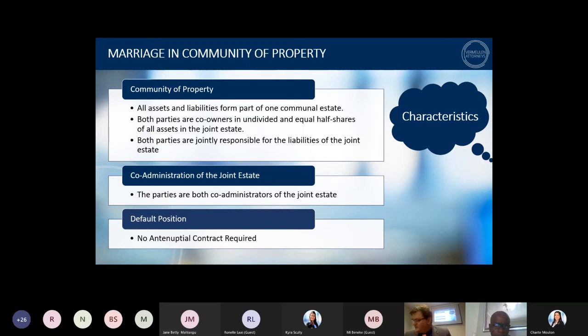Number one is that there is community of property. Number two is the element of co-administration of the joint estate.